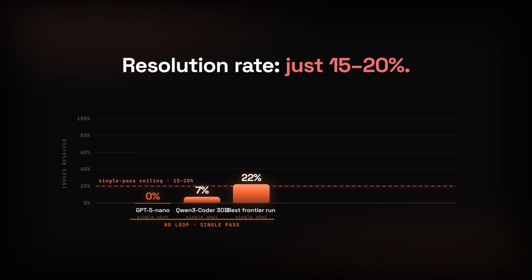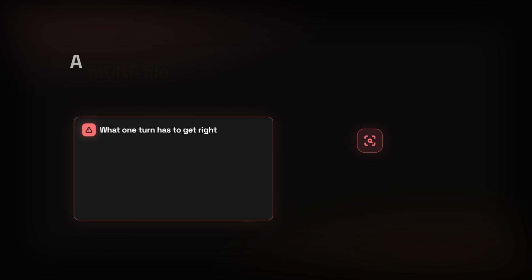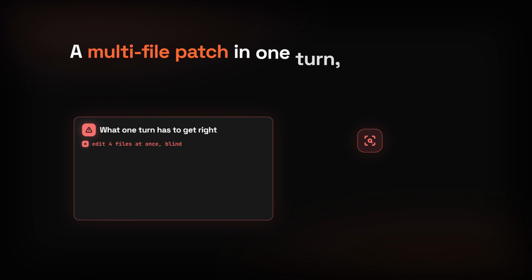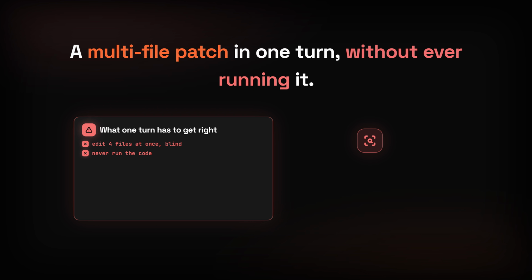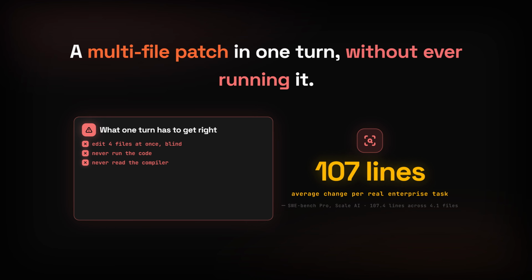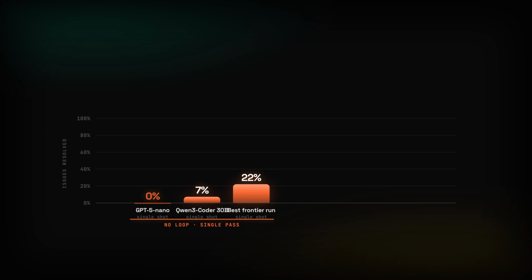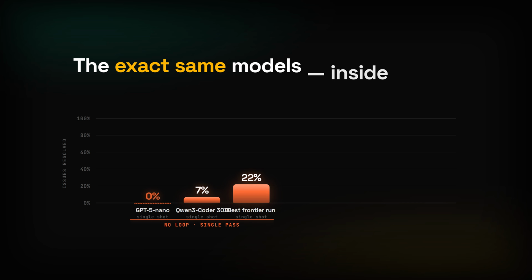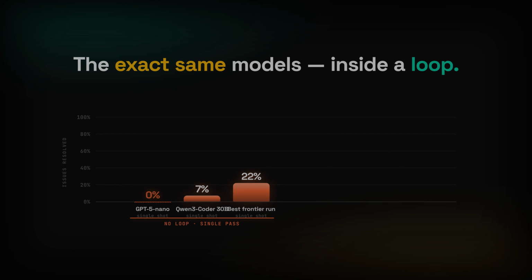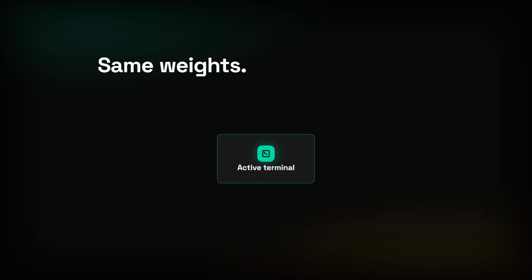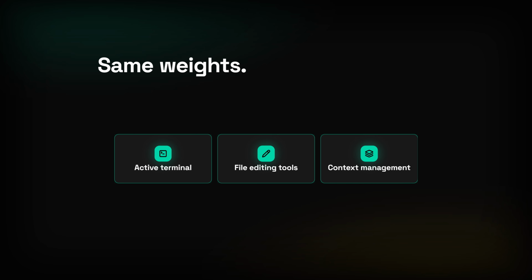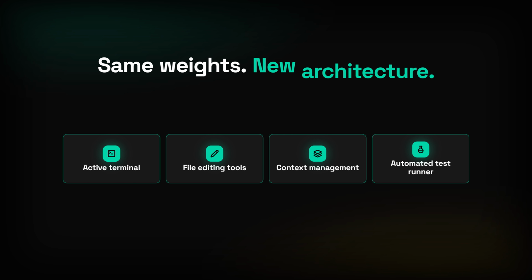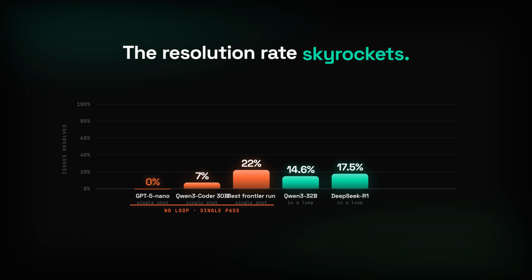Even with state-of-the-art reasoning, asking a model to produce a multi-file code patch in a single turn, without ever running the code or checking compiler output, is nearly impossible for complex enterprise tasks. Now, look at the middle and right bars on the graph. When you place those exact same language models inside an engineered execution loop, equipped with an active terminal, file editing tools, dynamic context management, and an automated test runner, the resolution rate skyrockets.